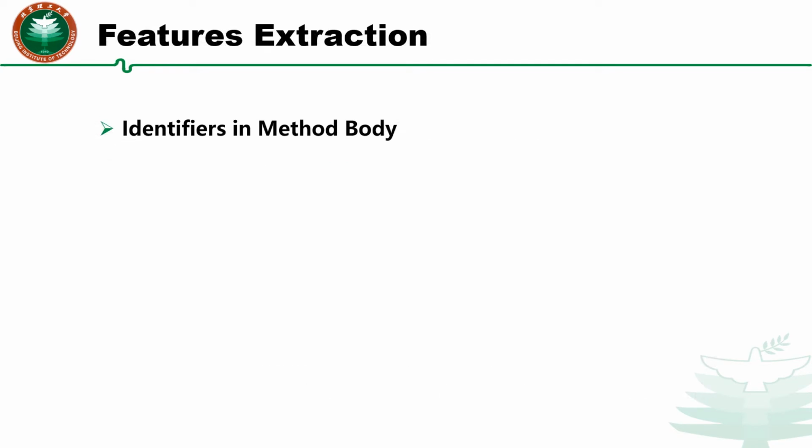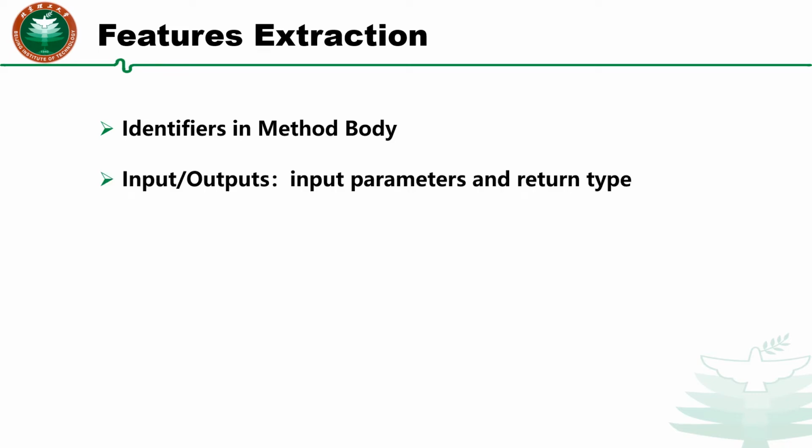We extract four features from the implementation of the method. The first is the identifiers in method body. We extract all lexical identifiers that appear in the method body. And the second one is input and outputs. It means the input parameters and return type of the method.